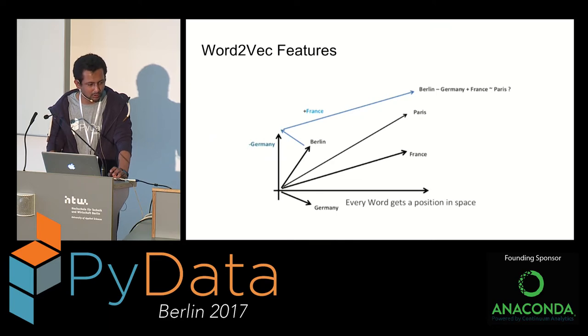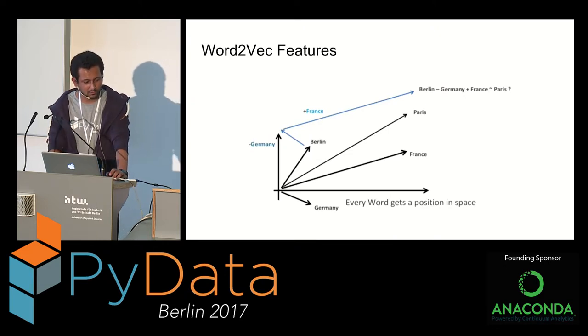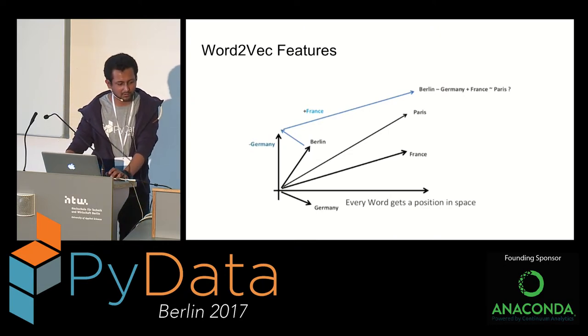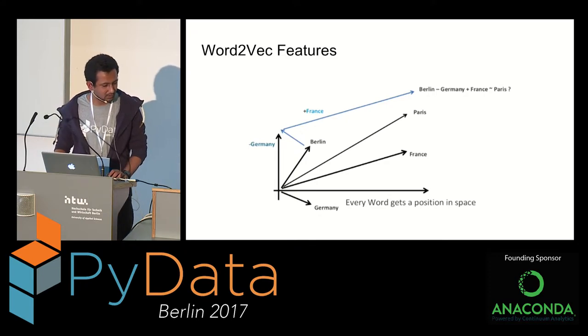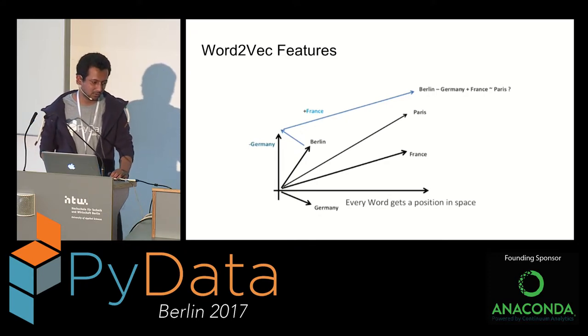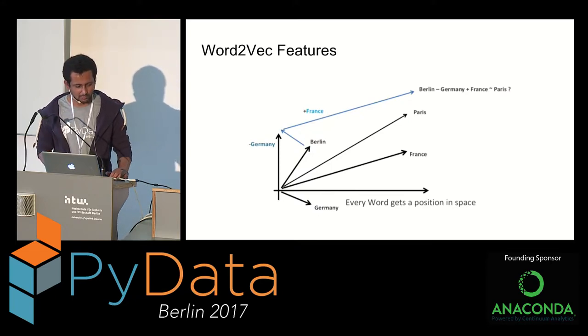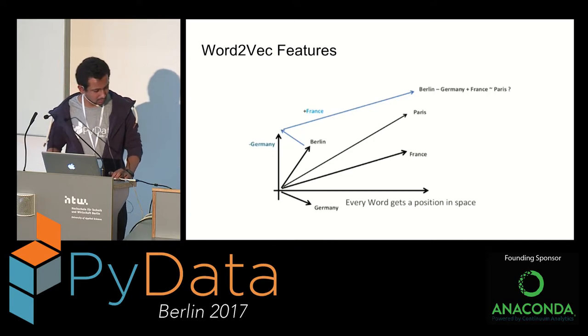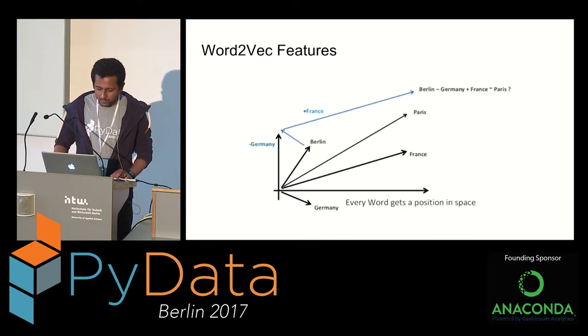Moving on to Word2Vec features, if you want to visualize it, every word gets a position in space. Like Berlin, Paris, France, Germany. And the thing is, if you subtract the vector of Germany from Berlin and add France to it, you will get some vector which is very similar to, close to, Paris. So yeah, these were the Word2Vec things.